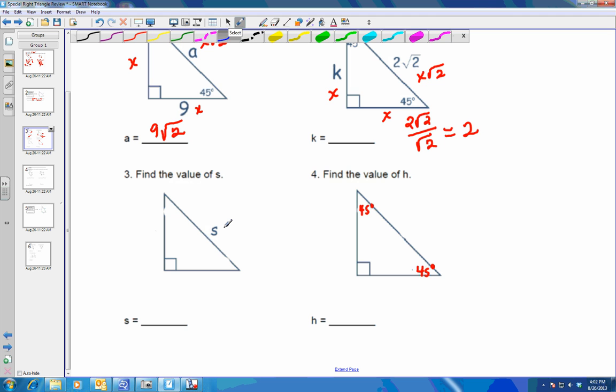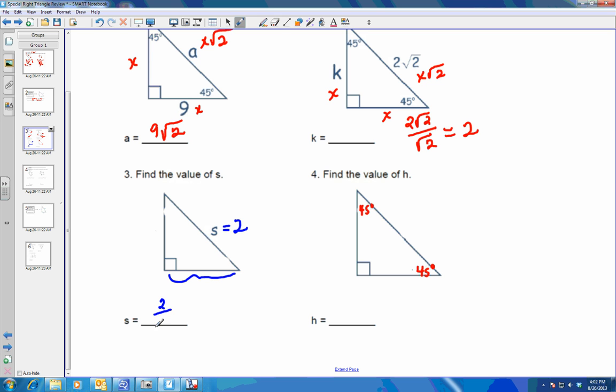Let's say that S is 2. So the hypotenuse is 2, and I want to find this side right here. Since I'm given the hypotenuse and I want a leg, I'm going to take the hypotenuse and divide it by the square root of 2. For right now, I'll let you leave it like that. Normally, you wouldn't leave a square root in the bottom.